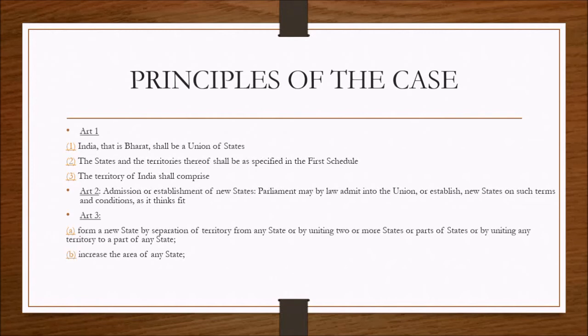This increase may be incidental to the reorganization of states, in which case what is added to one state under Article 3 Clause B may have been taken out from the area of another state. The increase in the area of any state contemplated by Article 3 Clause B may also be the result of adding to any state any part of the territory specified in Article 1.